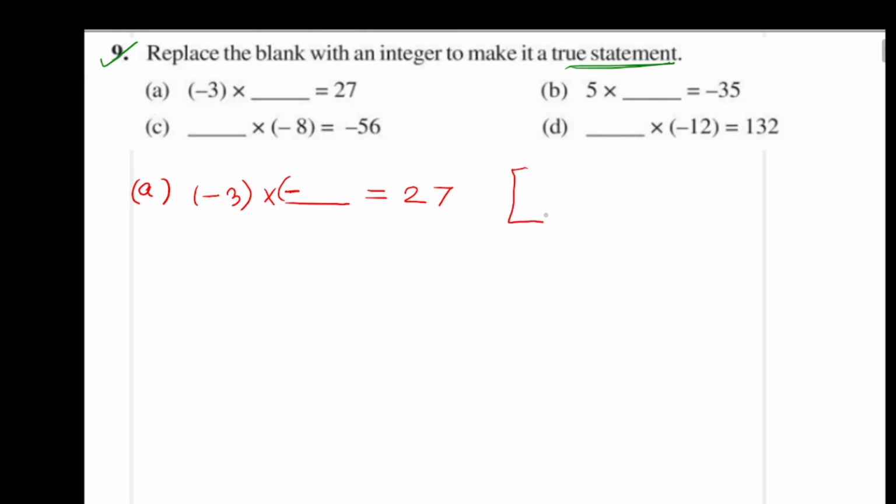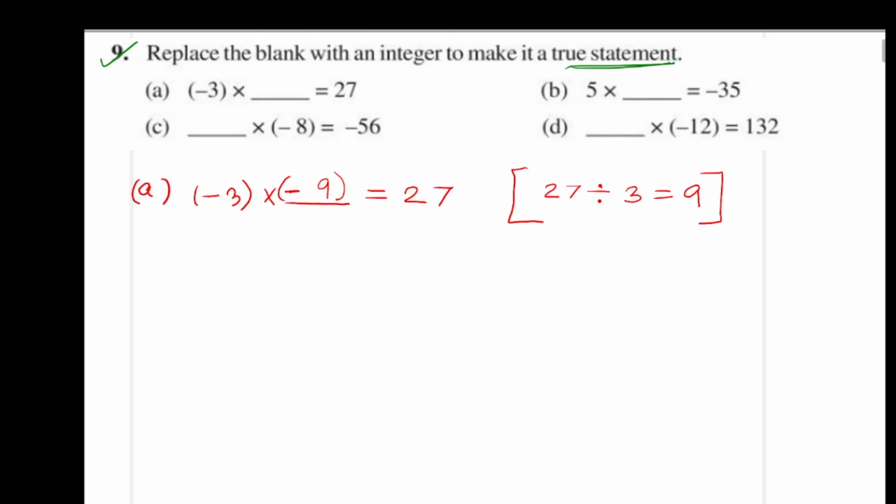Now suppose I asked you which number you have to multiply by 3 to get 6. Then what will you do? You have to do 6 divided by 3. It becomes 2. So similarly here also, you have to divide 27 by 3. It will be 9. So what will be the number? Minus 9. Why is it minus 9? Because when we multiply two negative numbers, it becomes positive.